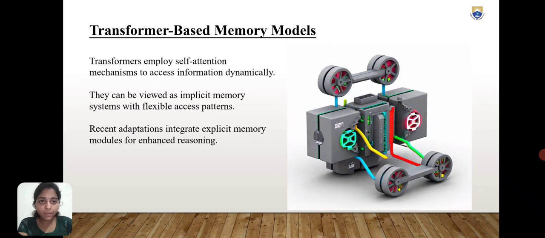Transformer based memory models. Transformers employ self attention mechanisms to access information dynamically. They can be viewed as implicit memory systems with flexible access patterns. Recent adaptations integrate explicit memory modules for enhanced reasoning.